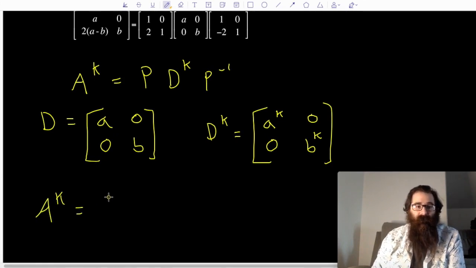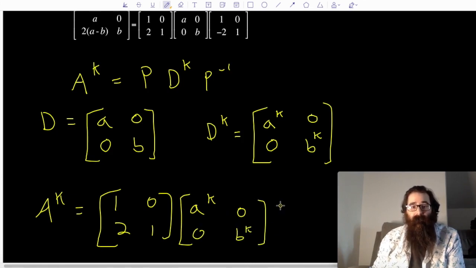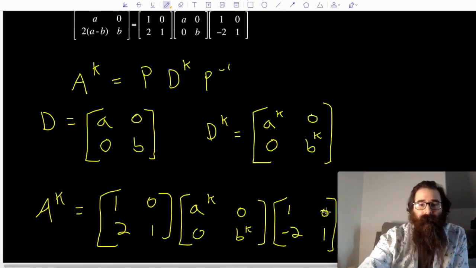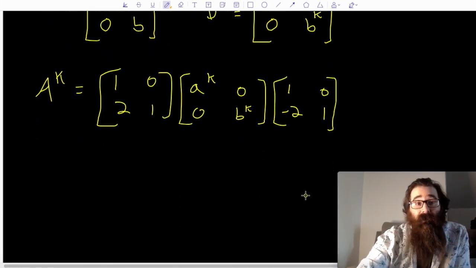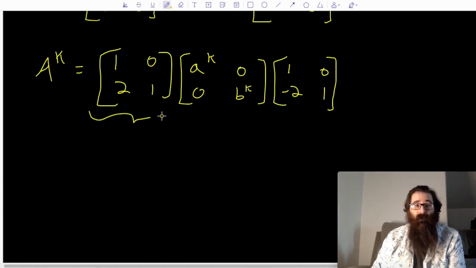A to the power of K is going to be matrix P, which I can look up above to see has rows 1, 0, 2, 1. Times D to the K, which I just computed. Didn't really have to do too much work for that. And then times P inverse, and I can look up there to see what that's supposed to be. Rows 1, 0, negative 2, 1. And then remember, it's important that we multiply this in the correct order. I have to go from left to right. So I want to start with P times D to the K.